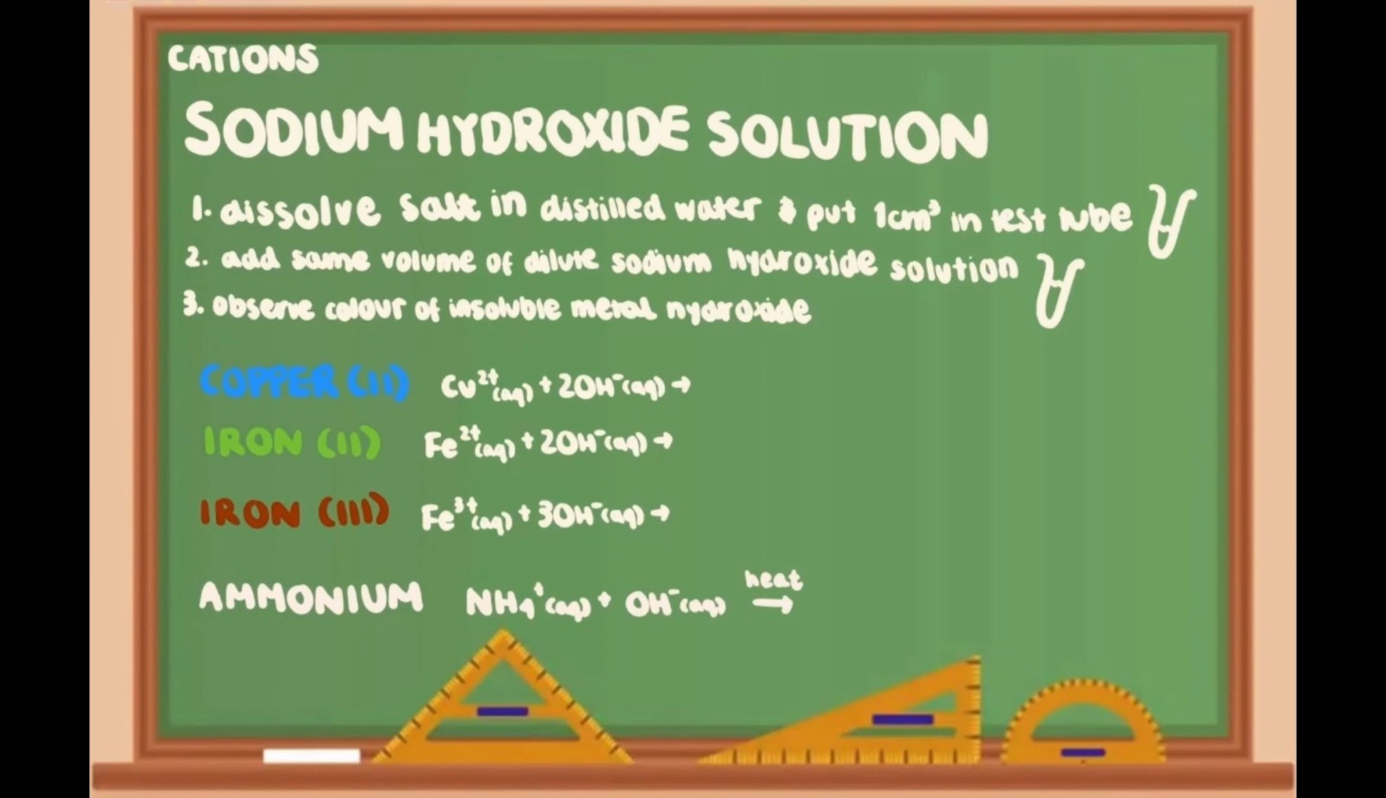And what's going to happen is, in some cases, a precipitate will form. I say in some cases because for cations like sodium and potassium, the hydroxides of those metals are soluble, so the test doesn't work for those. It just works for a few of the ones I'm going to mention here.